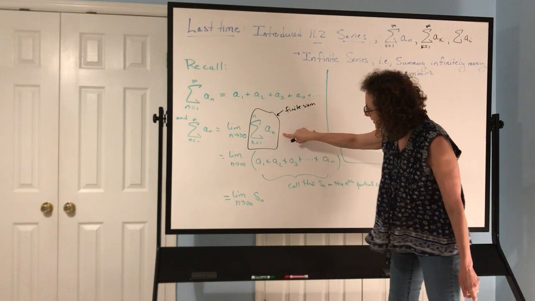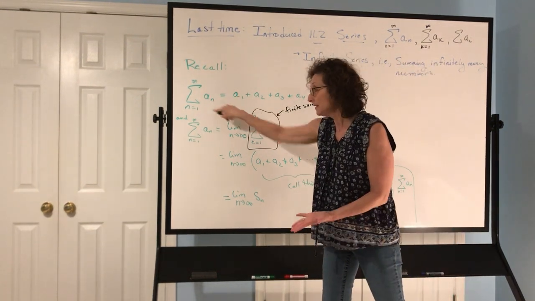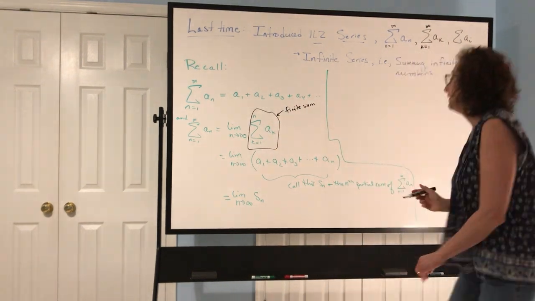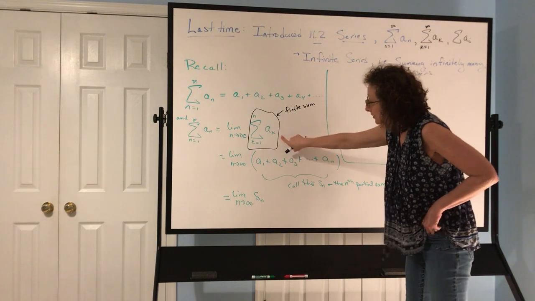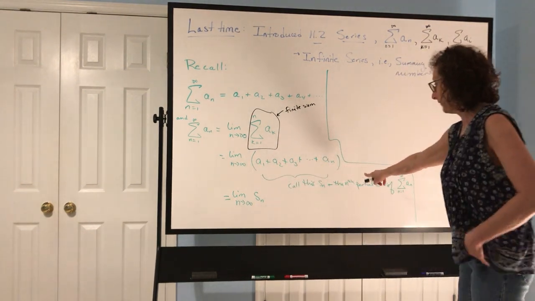Okay, so that's what this guy's a finite sum. This guy is an infinite sum. What is an infinite sum? It's a limit of a finite sum, right? Good. Okay, so here it's written in short notation, but here it's written out: the limit as n goes to infinity of that.